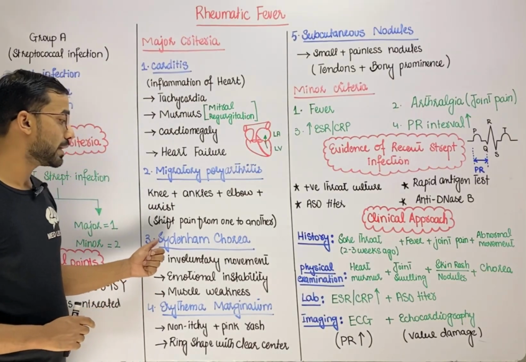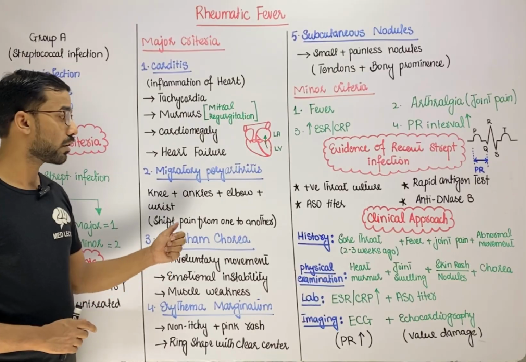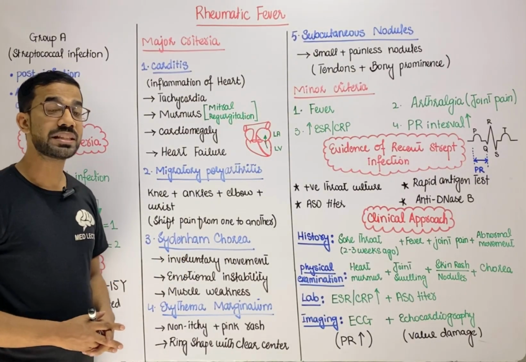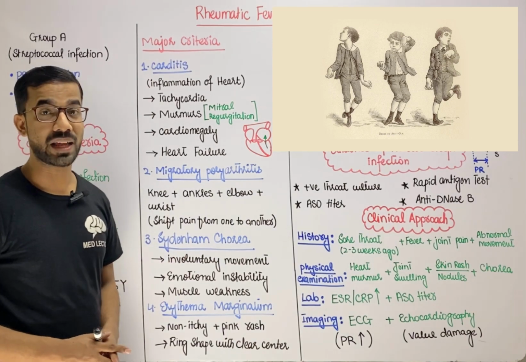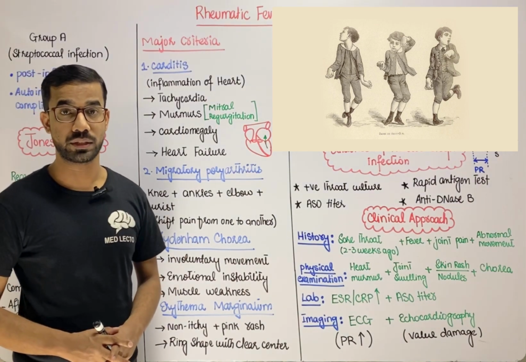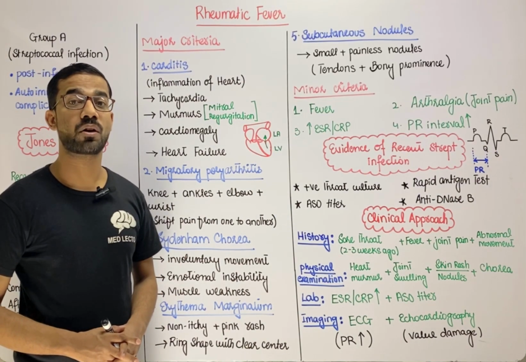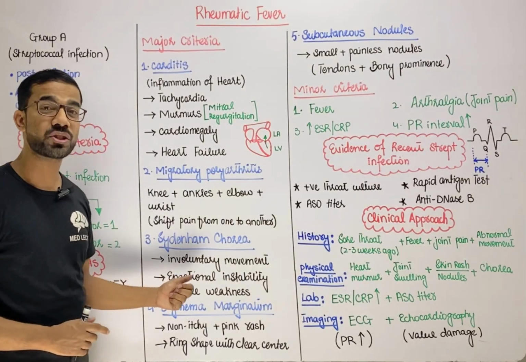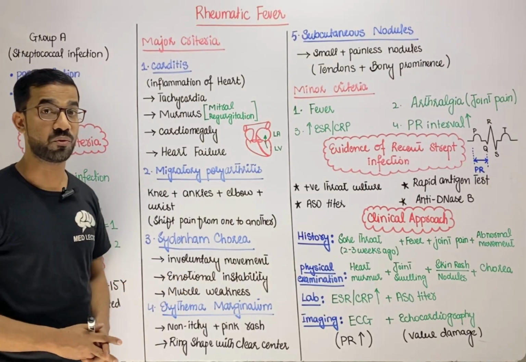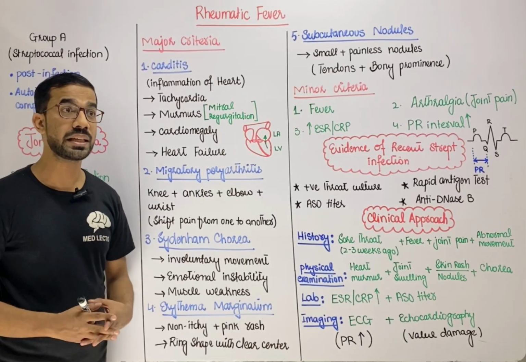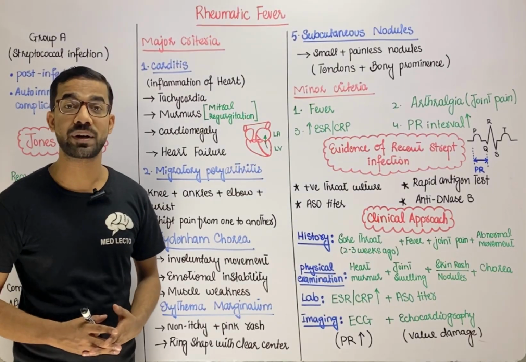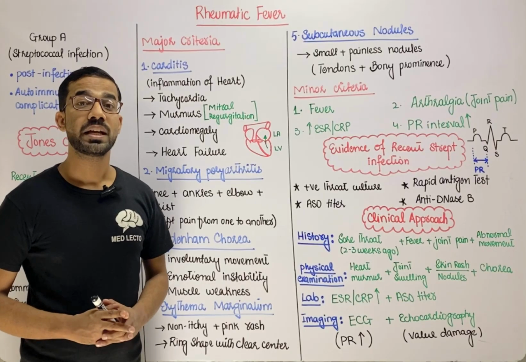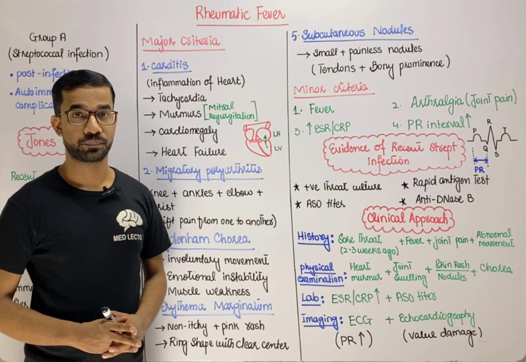Third is Sydenham's chorea. Sydenham's chorea, in which you will see involuntary movement, that is a neurological disorder. In that case you can also see emotional instability and muscle weakness. So you can see involuntary jerky movements of the muscles in the patients. So this is the third major criterion.